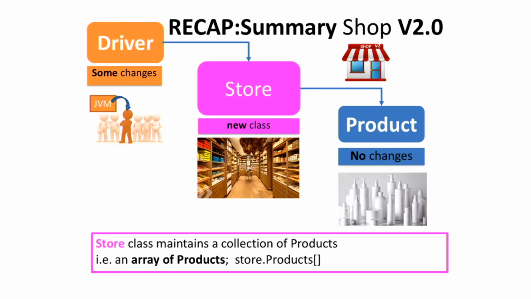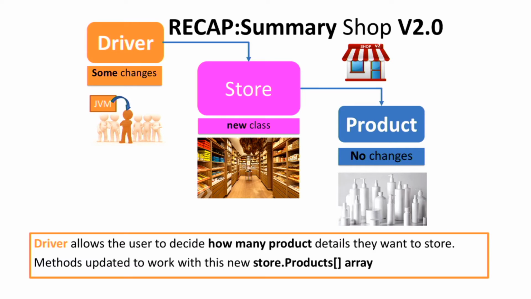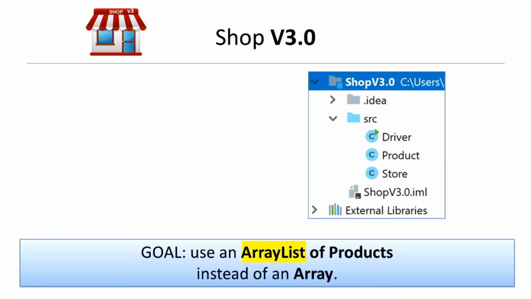Store class maintains a collection of products, i.e. an array of products in version 2. And driver allows the user to decide how many product details they want to store, and then the methods are updated to work with this new stored products array. So that was version 2.